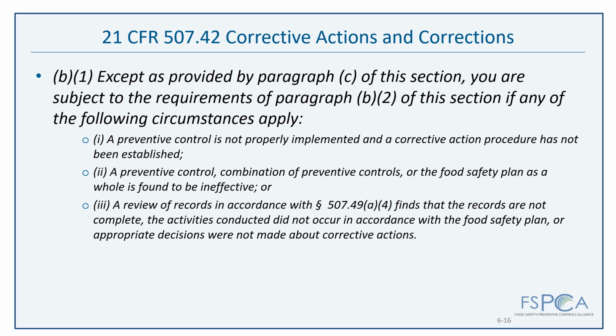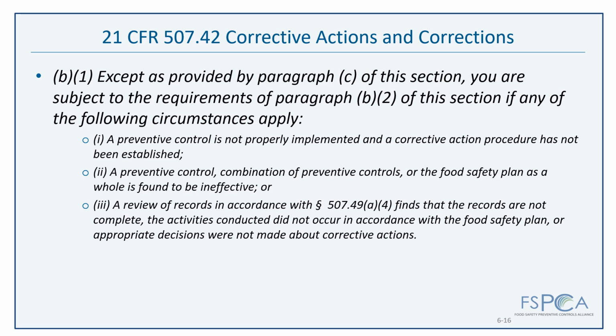Well, except as provided by paragraph C, you are subject to the requirements of the corrective action plan if any of the following circumstances happen. A preventive control is not properly implemented and a corrective action plan has not been established. A preventive control, combination of preventive controls, or the food safety plan as a whole is found to be ineffective, or a review of records in accordance with our records review section finds that the records are not complete, the activities conducted did not occur in accordance with the food safety plan, or appropriate decisions were not made about the corrective action.